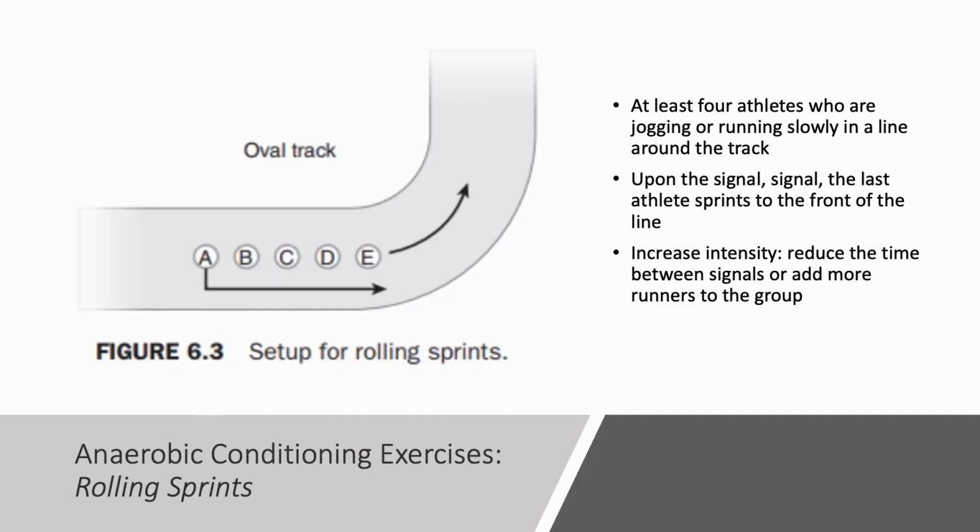Lastly, we have rolling sprints. This drill is performed with at least 4 individuals who are jogging or running at a lower intensity in a line around the track. On the cue of the coach, the last athlete will then sprint to the front of the line. As the athlete reaches the front of the line, on the next signal, the new person who's at the back of the line will sprint to the front and will continue this process until the end of the exercise has been completed.